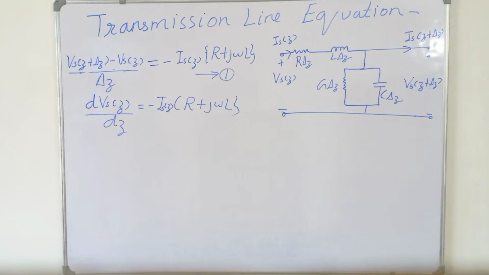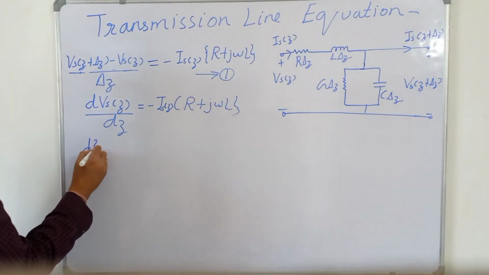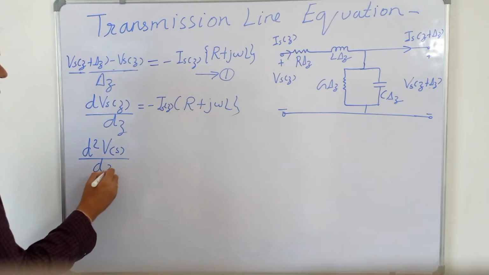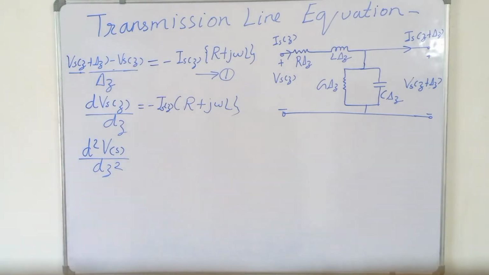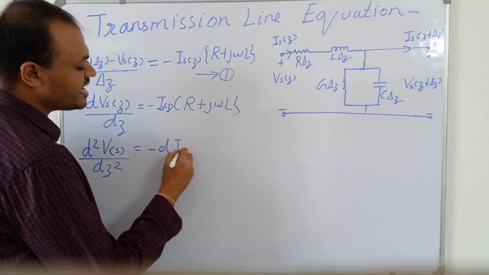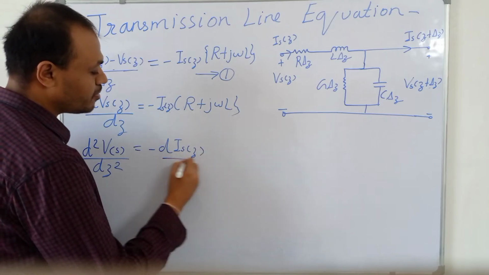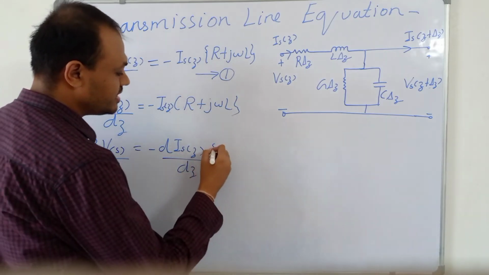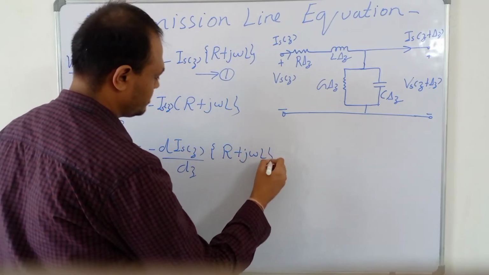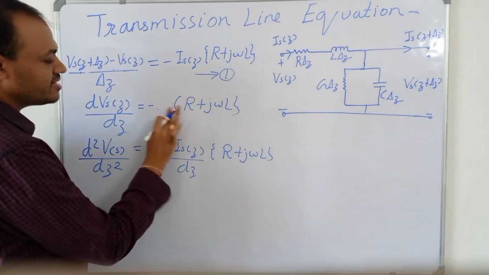Now we can differentiate it again with respect to Z. Then we get d square Vs upon dZ square, which will be equal to minus dIs of Z upon dZ into R plus j omega L.